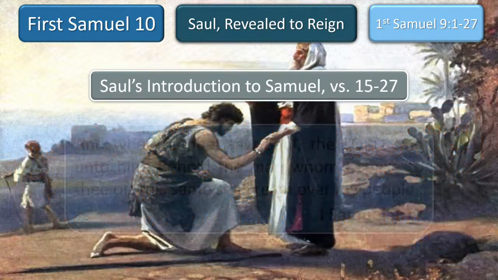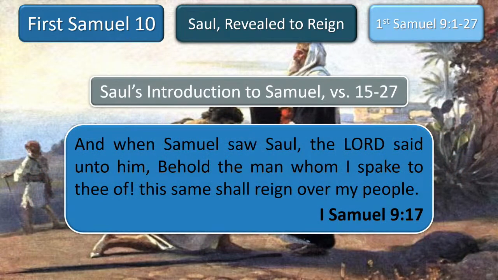Saul's arrival in verse 17, and when Samuel saw Saul, try to say that 7 times real fast. The Lord said unto him, behold, the man whom I spake of to thee, this same shall reign over my people. This is the confirmation that God will anoint this man. The man that epitomizes the choice of Israel. He is the personification of what they wanted in a man to rule over them.